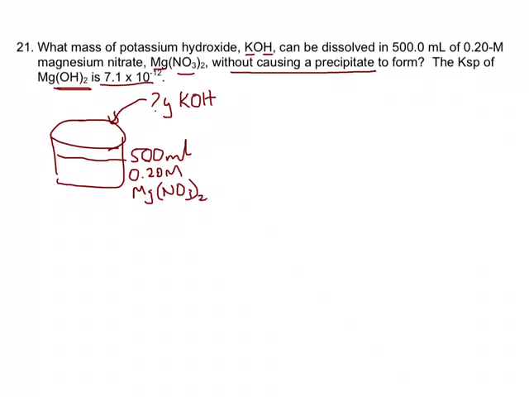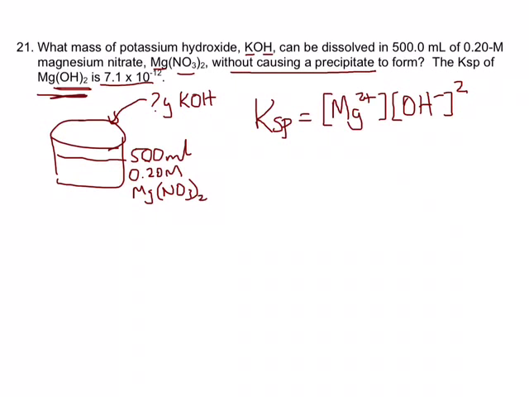Now, how do we do this? Well, let's write just the KSP expression for magnesium hydroxide. It has 1 magnesium and 2 hydroxides, so you could just write Mg2+ concentration times hydroxide concentration squared. If you're not able to write the KSP expression by just looking at the formula of the salt, then write the salt's dissociation equation first and then get the KSP expression.